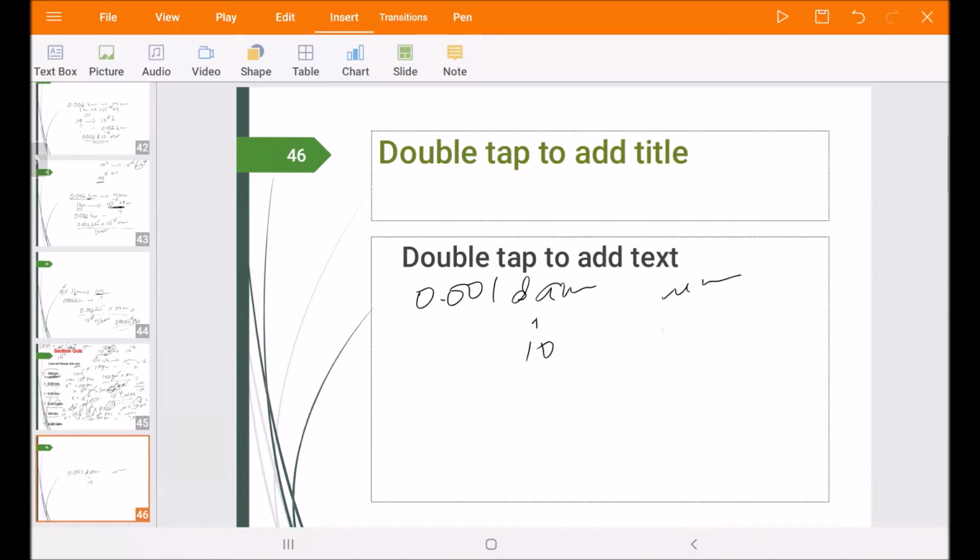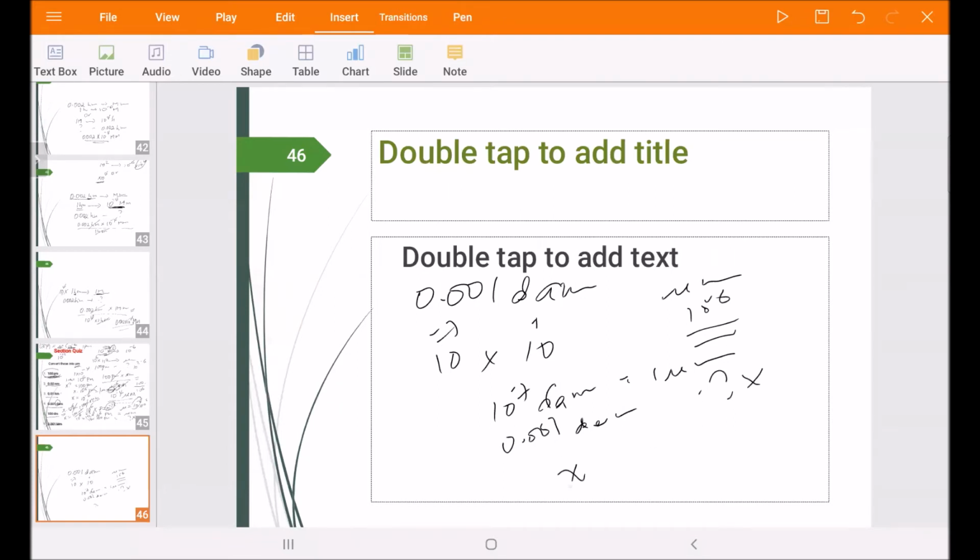And micrometer is 10 to the power of minus 6. So 10 to the power of minus 7 decameter is equal to 1 micrometer, right? So 0.001 decameter to micrometer: x times 10 to the power of minus 7 decameter is equal to 0.001 decameter times 1 micrometer. Decameter cancels decameter. To obtain the value of x, I have to divide both sides by 10 to the power of minus 7, which gives 10 to the power of 4 micrometer.